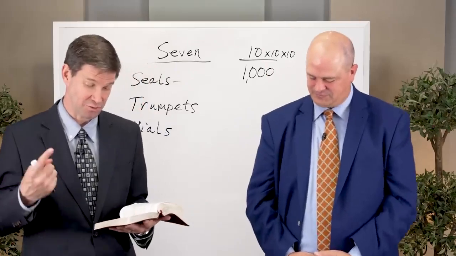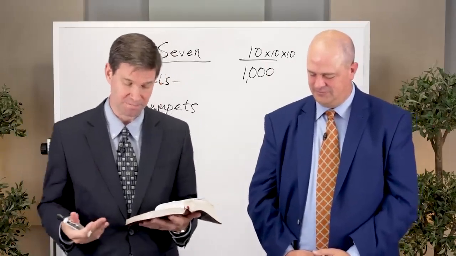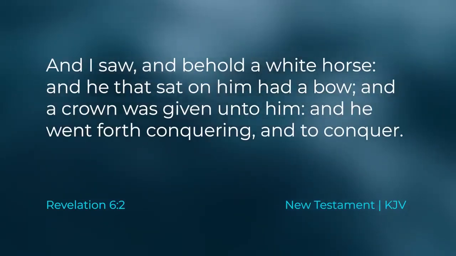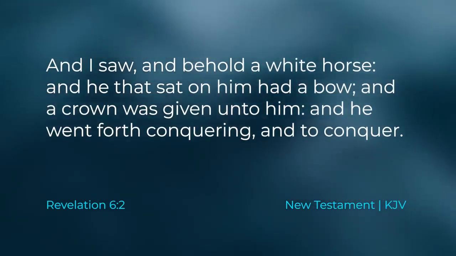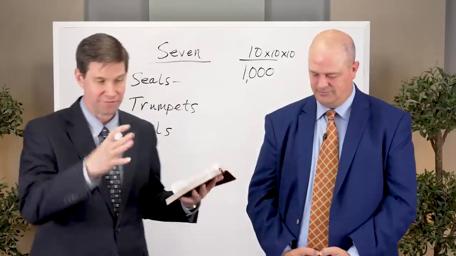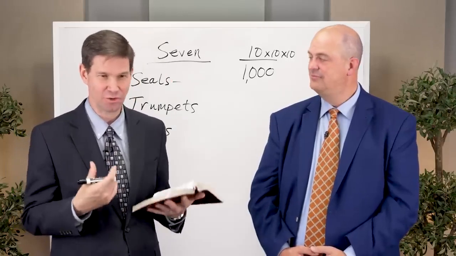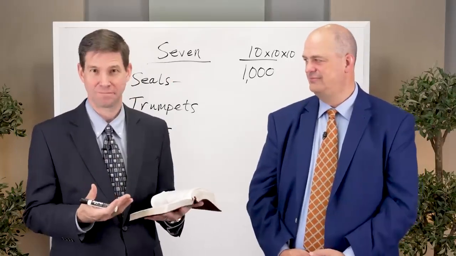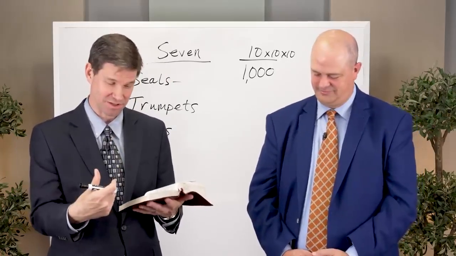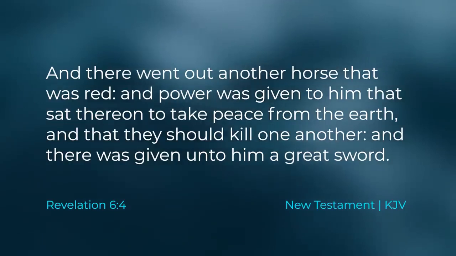Exactly. So this first horse that we're introduced to, or horseman, he's riding on a white horse, and he that sat on him had a bow, and a crown was given unto him, and he went forth conquering and to conquer. So that first 1,000-year period seems to be focused on a whole bunch of conquering, which then leads you to the second horse, which is red.